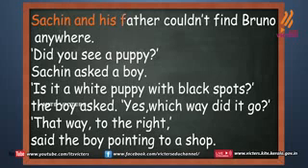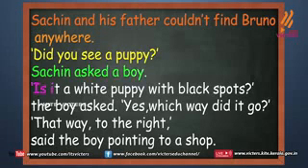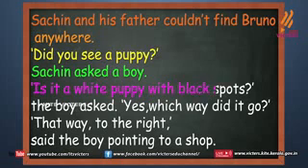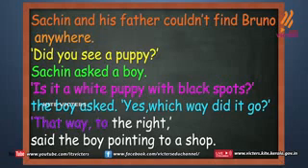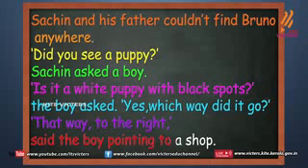Sachin and his father couldn't find Bruno anywhere. Did you see a puppy? Sachin asked a boy. Is it a white puppy with black spots? The boy asked. Yes. Which way did it go? That way, to the right, said the boy, pointing to a shop.